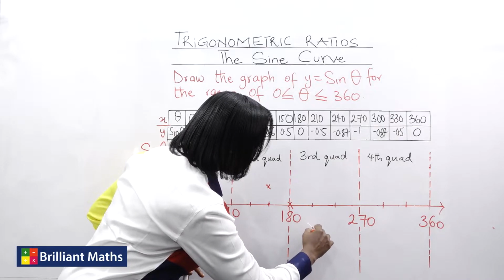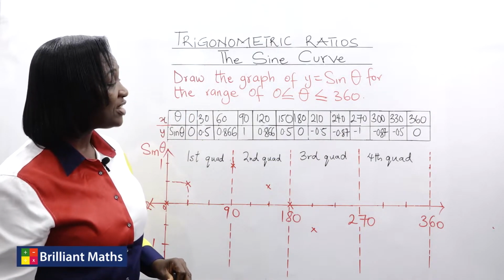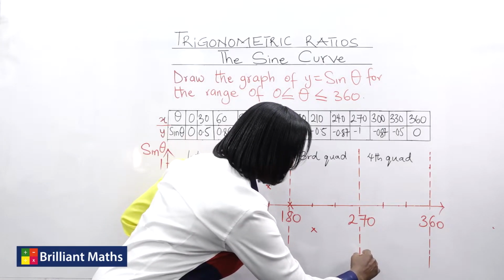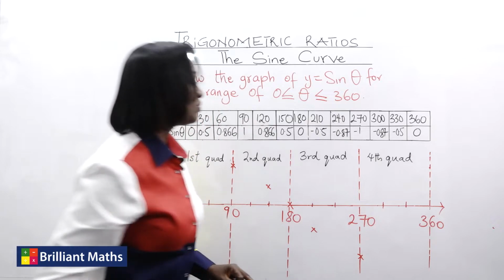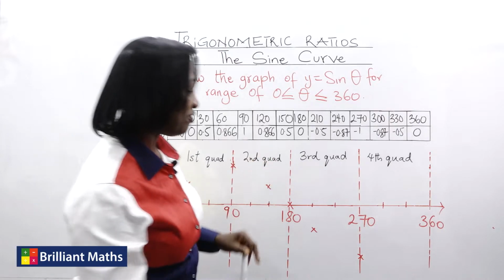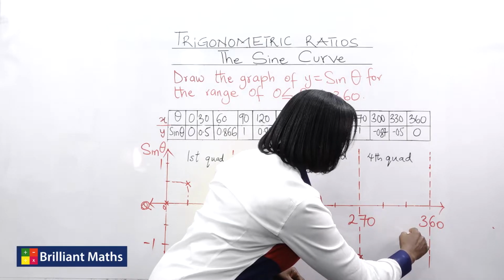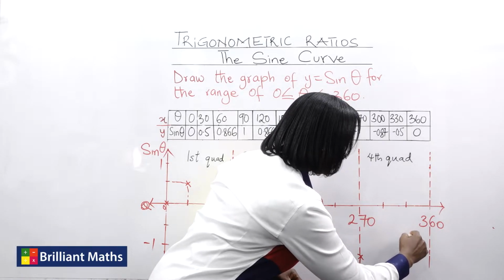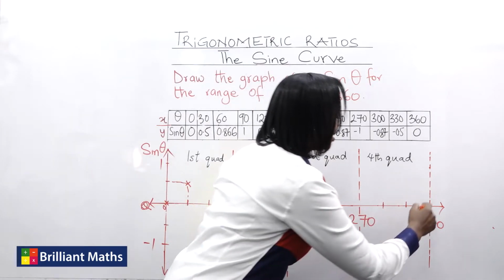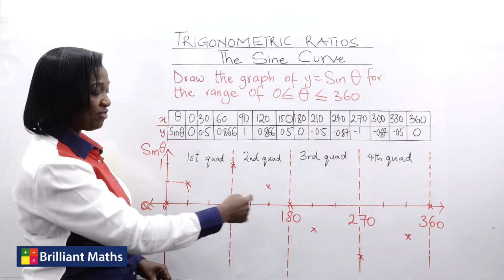So we have the point somewhere there. Then sine 270 degrees is minus 1, which is right here. And then sine 330 degrees is minus 0.5, somewhere there. Minus 0.5 is halfway between 0 and minus 1. And then sine 360 is 0. So that's the sort of curve that we have.